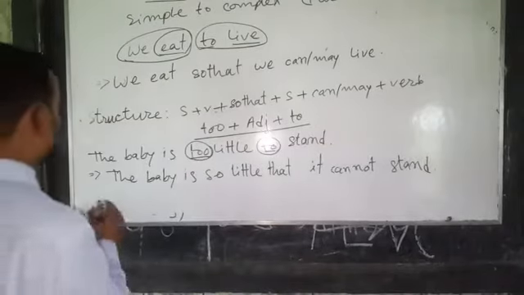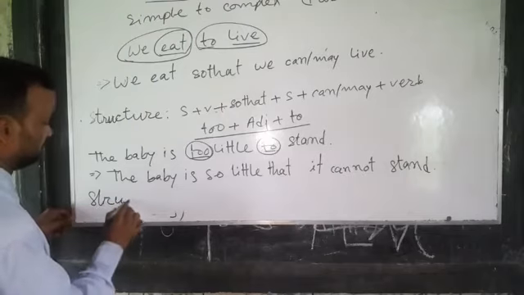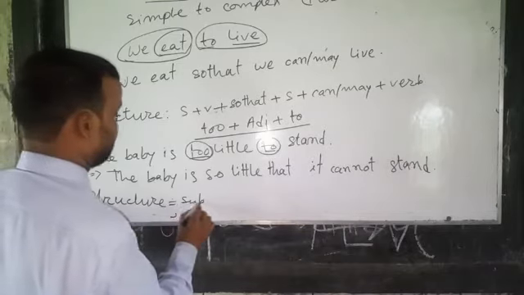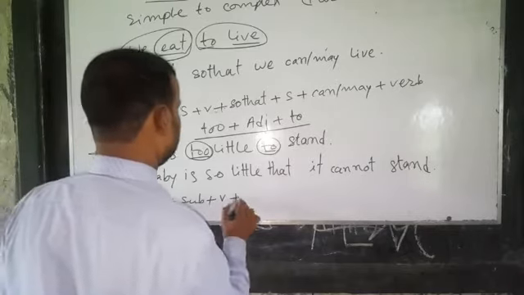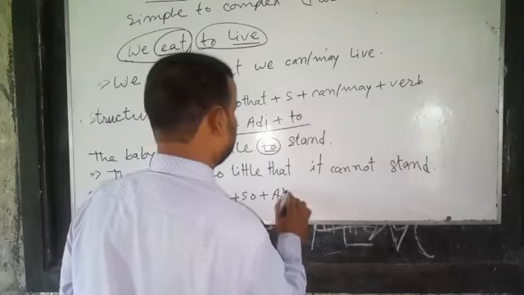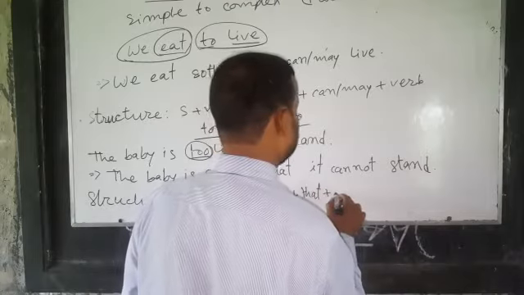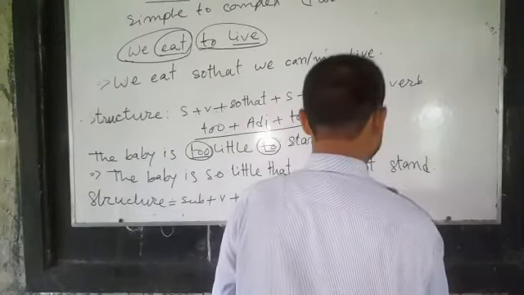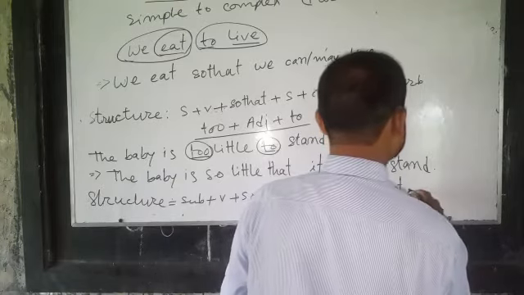So the structure will be: subject plus verb plus "so" plus adjective plus "that" plus again subject, then "cannot", then verb.